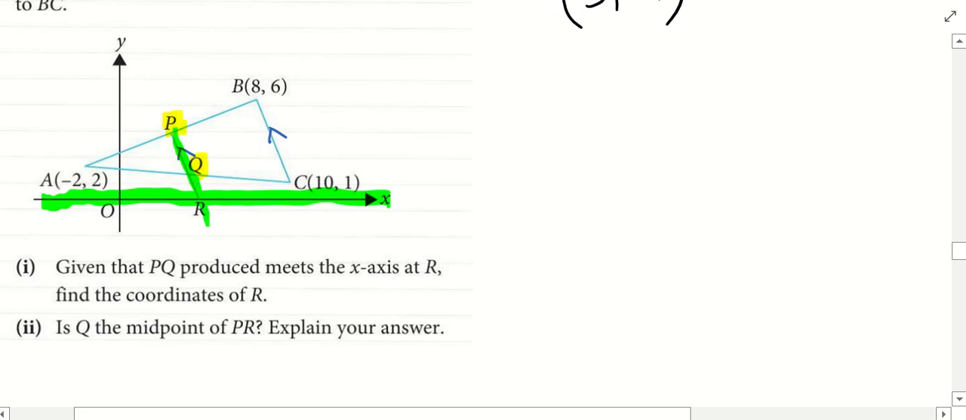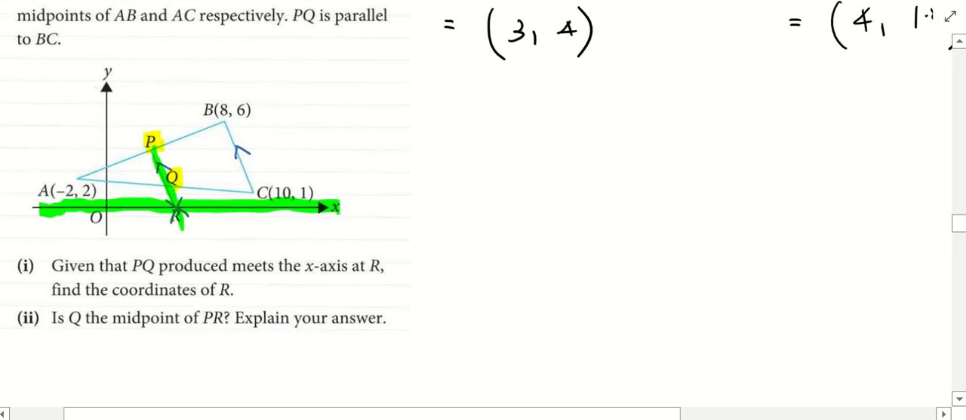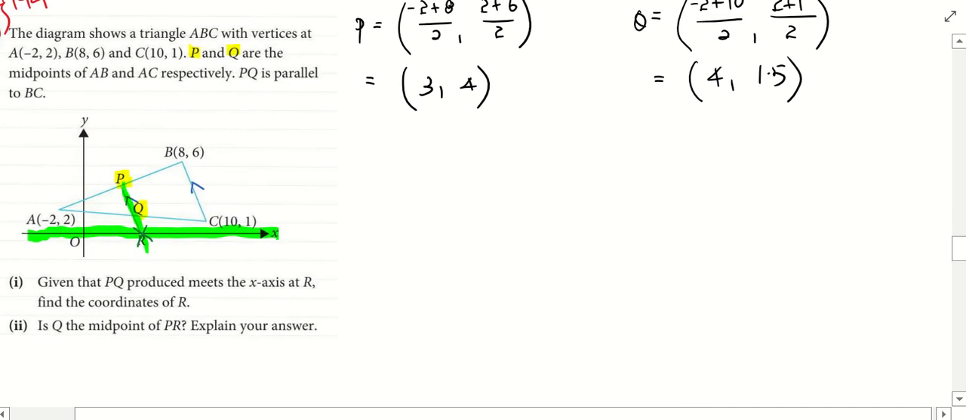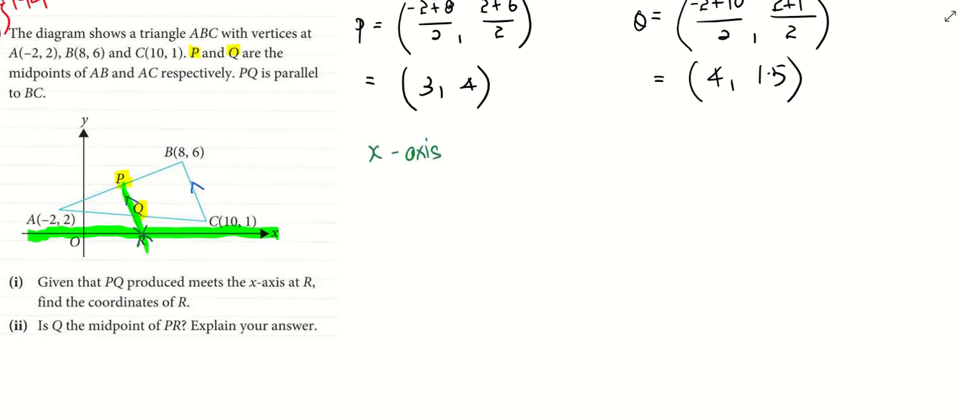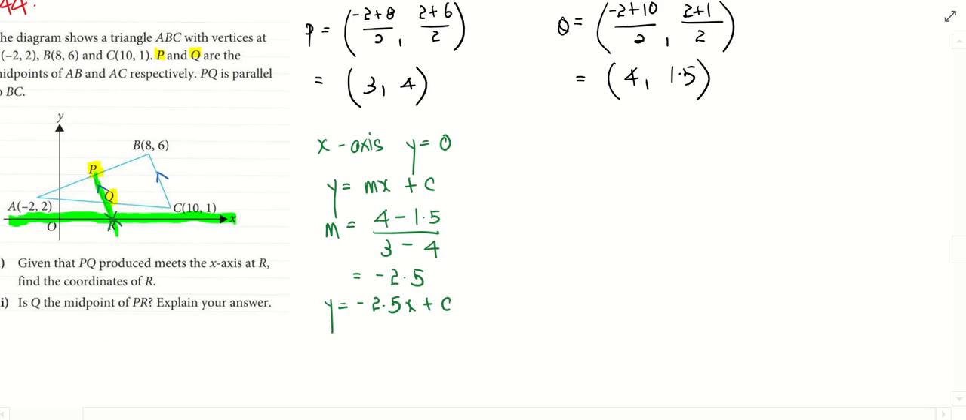Since it's the intersection of two lines, I'm going to find the equation of the two lines using simultaneous equations to solve for R. So first thing, the x-axis has the equation y equals 0. Next, I need to find the equation of the line PQ. So first, I find the gradient of PQ by using the coordinates I have found so far. Next, put it inside the equation and find the y-intercept.